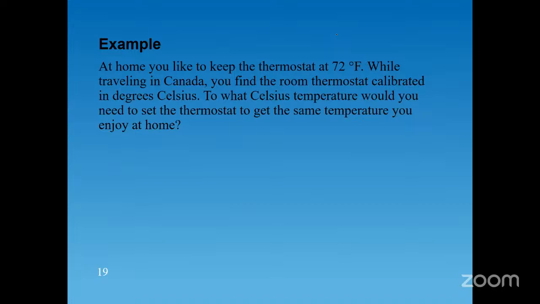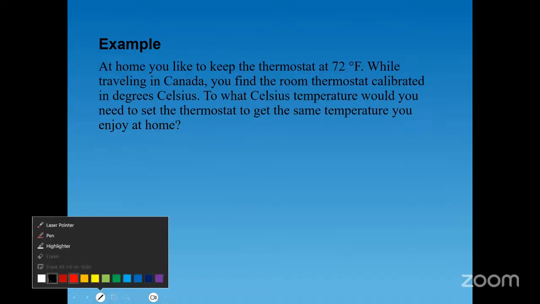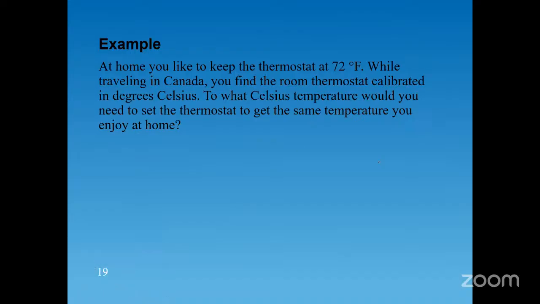So it would not surprise me if you go to a hotel room in Canada, you'll see that the thermostat is calibrated in degrees Celsius. So the question is asking, to what Celsius temperature would you need to set the thermostat to get the same temperature you'd enjoy at home? So basically, you're going to use the equation I showed you earlier, which is T Fahrenheit is equal to 9 degrees Fahrenheit over 5 degrees Celsius times the temperature in Celsius plus 32 degrees Fahrenheit.